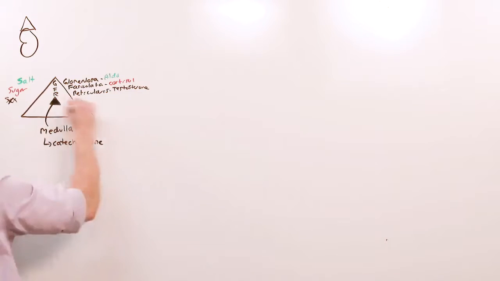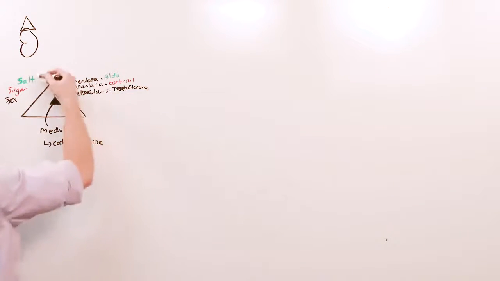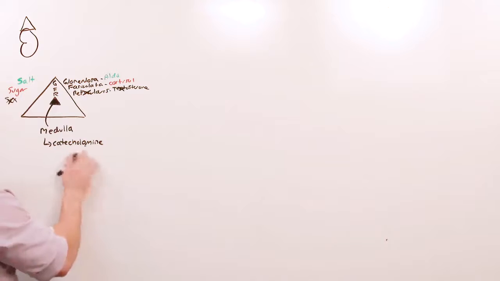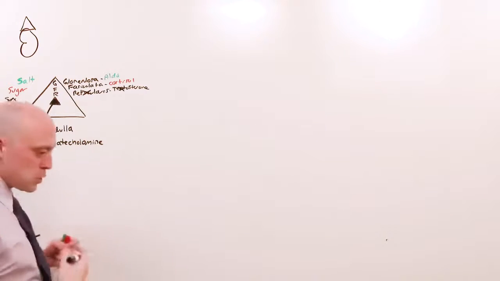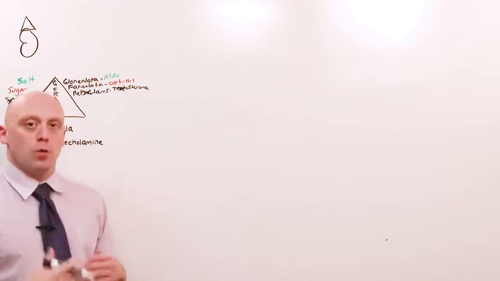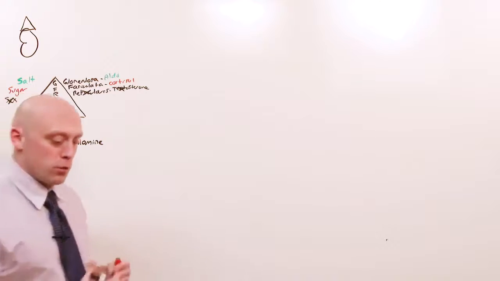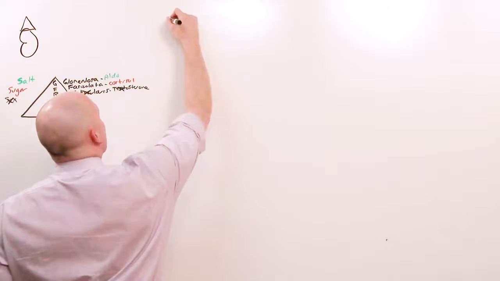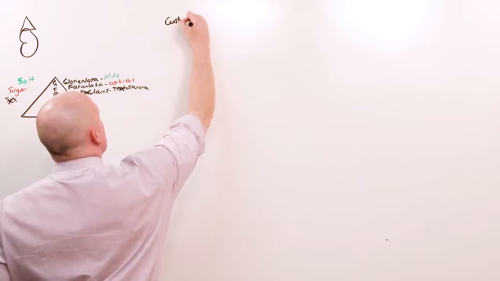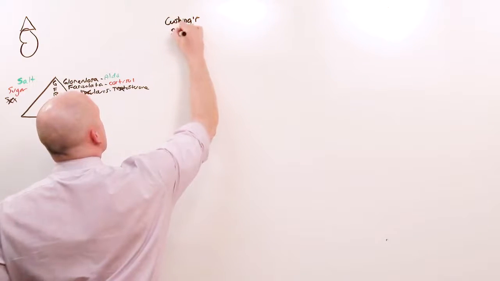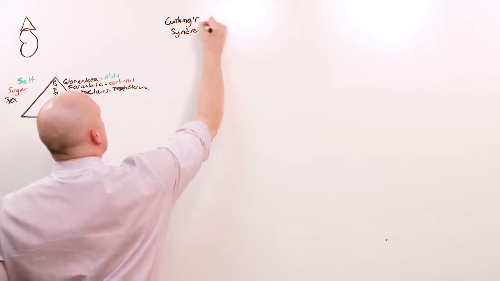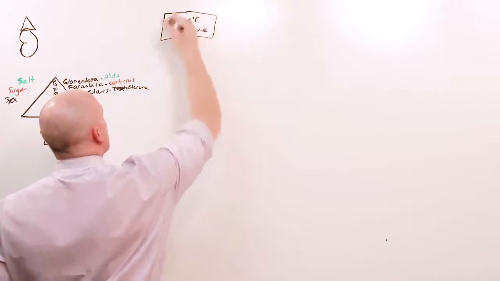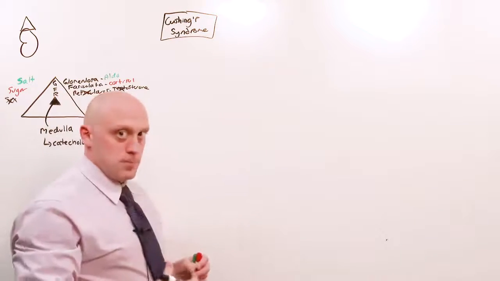Now, we're not going to worry about the sex part, but we are going to talk a lot about salt and sugar, and then we'll finish up with catecholamines. So let's tackle these diseases one at a time, and we're going to start off with Cushing's. So cortisol excess causes Cushing's syndrome.